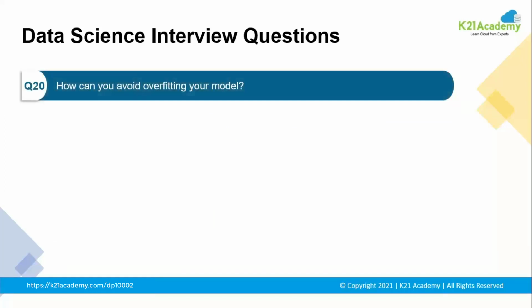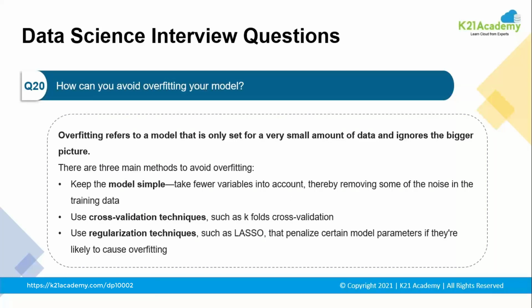So moving on to the next question, how can you avoid overfitting of your model? To understand what overfitting is, let's take an example. Overfitting basically means that our model has learned each and every data point. So on the training data, our model would work absolutely fine. It would even give you 100 percent accuracy. But when you give it testing data or real world data, the model fails to predict the values. So this is what overfitting is.